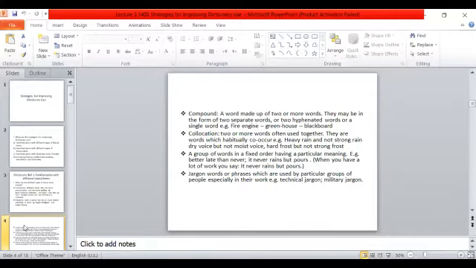Jargon are words or phrases which are used by particular groups of people, by experts, by specialists in their work. So we have technical jargon, we have medical jargon, we have military jargon.